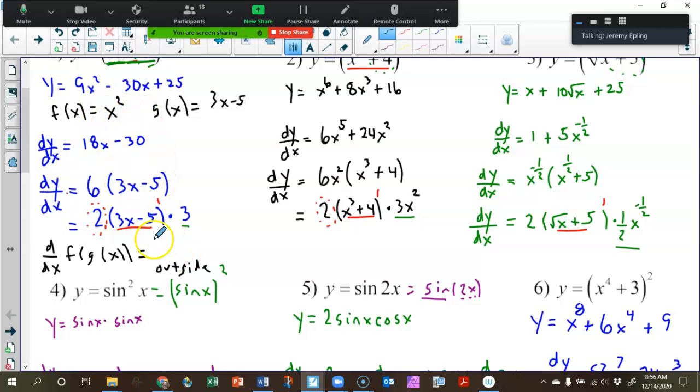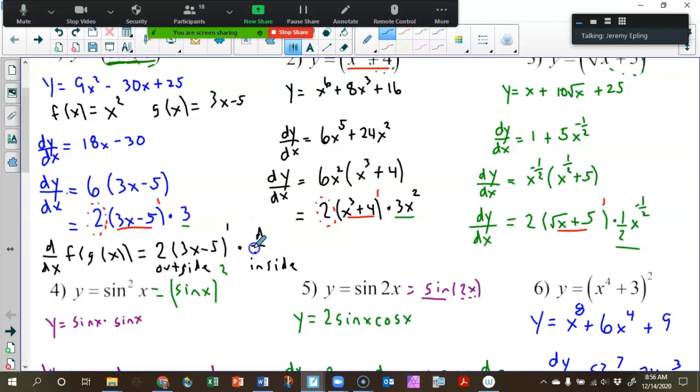That's something squared. The derivative of something squared is 2 times that something to the first power. And I'm going to write that so we can see our power rule, evaluated at function g, so 3x minus 5, times the derivative of our inside piece. So the derivative of g of x.